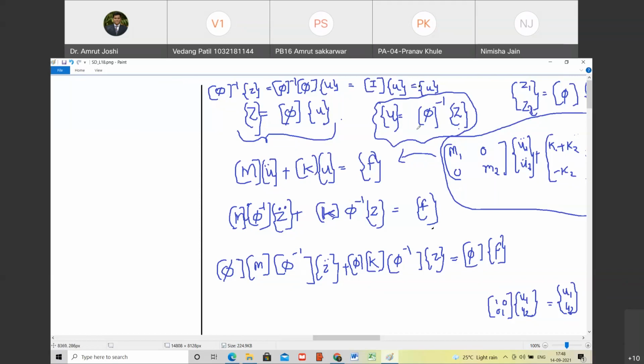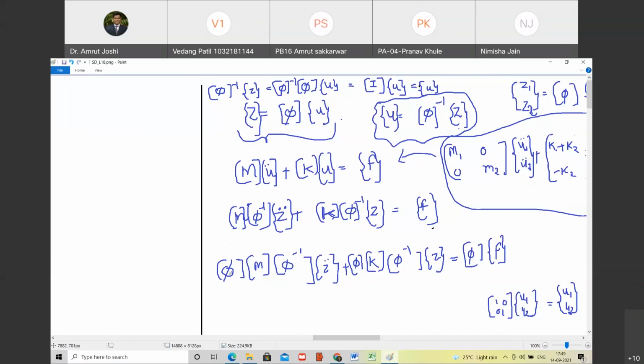In KU, in place of U I have written phi inverse Z. Happy? K into phi inverse Z is equal to F. The right hand side remains as it was. Now I am multiplying both the sides by matrix phi. Again I am multiplying by the phi matrix. Are you with me?